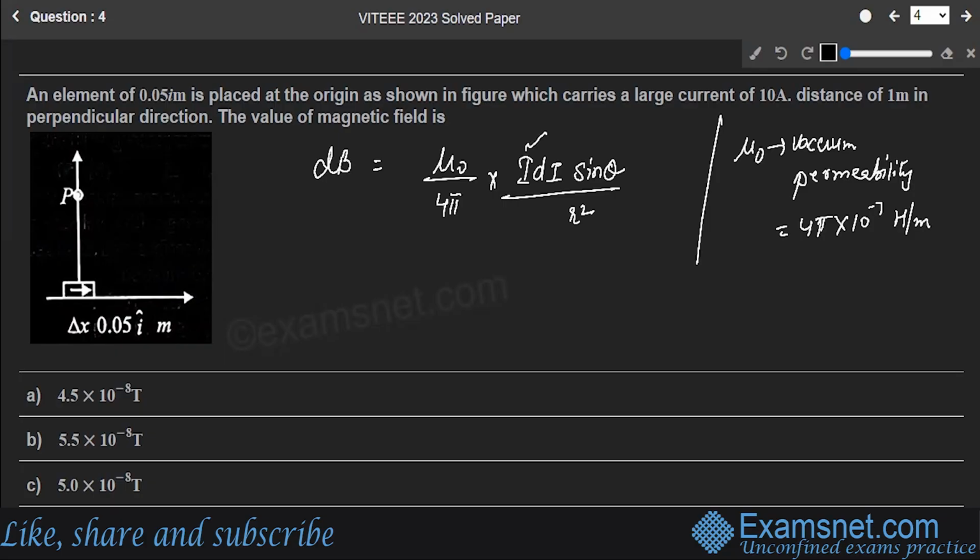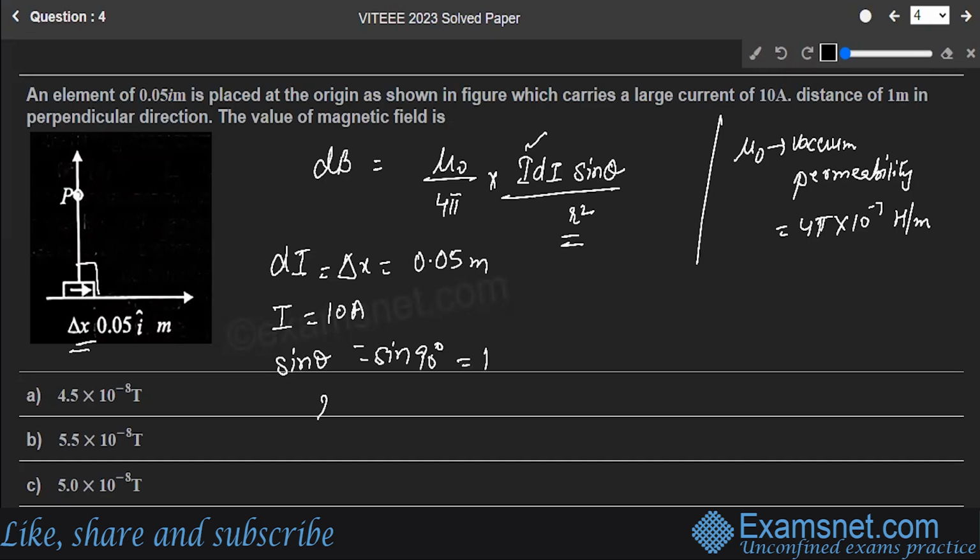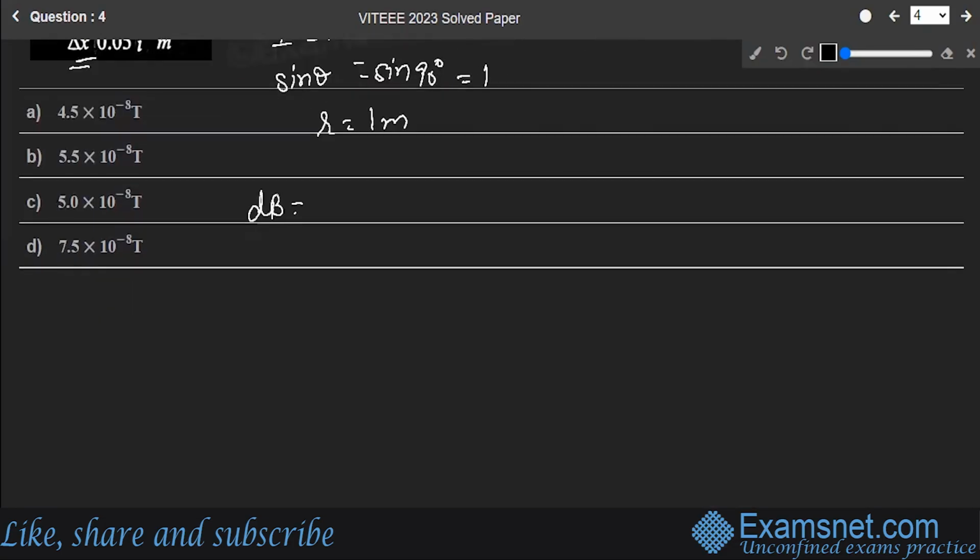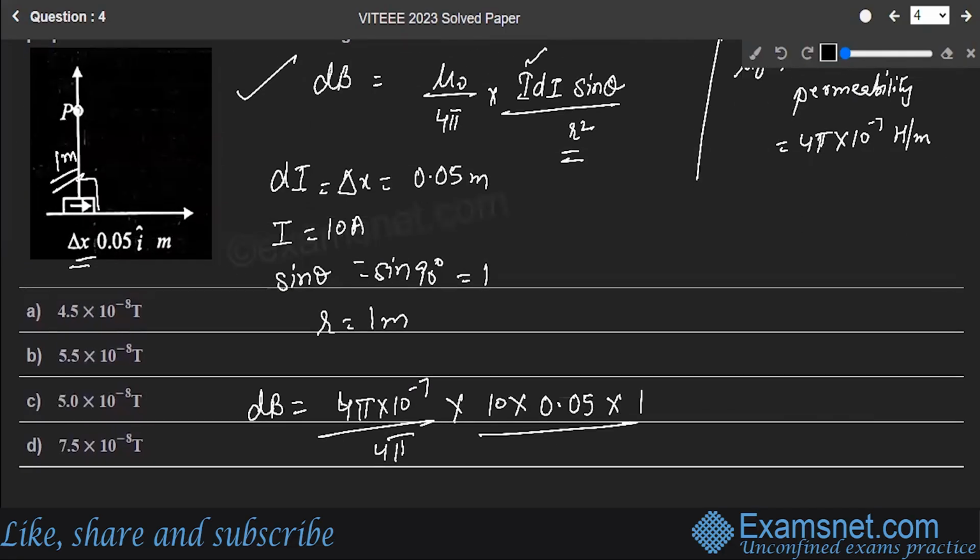So you have here dl, this is equal to delta x, which is equal to 0.05 meters, and current is 10 amperes. Sine theta, this is sine 90 degrees, that is 1, and r is also equal to 1 meter from here. Okay, so this is the one. Let's get back. We have to find out the value of the magnetic field. This is given by dB is equal to 4 pi into 10 power minus 7 upon 4 pi into I, which is 10, dl 0.05 into sine 90, into 1 upon r square, this is 1 square.